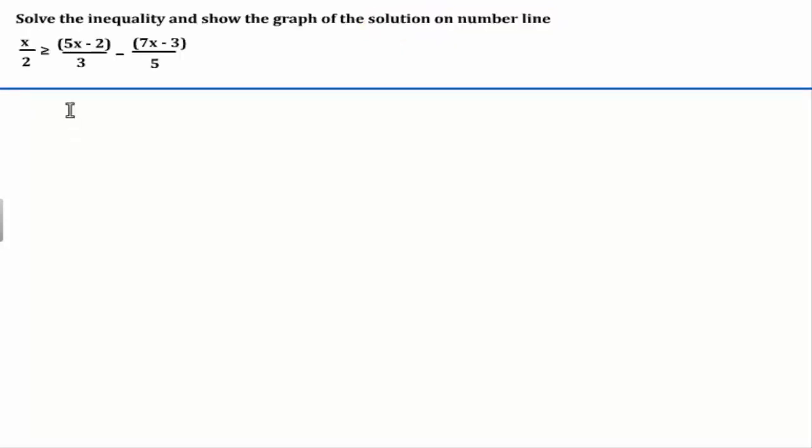In this question, we have to solve the given inequality and we need to show the solution on the number line. Let us see the solution for this.